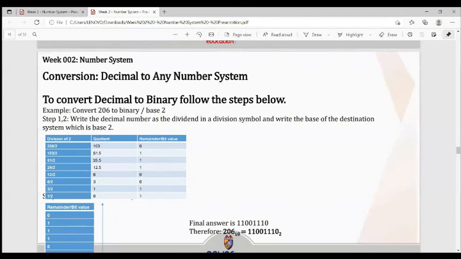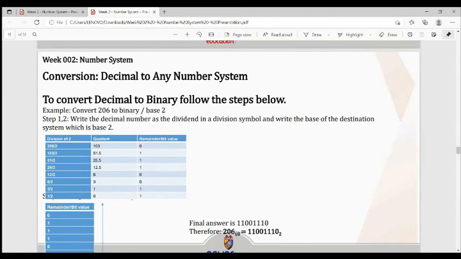Then, kunin mo ulit si 25. 25 divided by 2 is 12.5. So, 1 ulit. Then, kunin mo ulit si 12. 12 divided by 2 is 6. So, wala siyang remainder. So, we will just put 0. Then, kunin mo si 6. You have to divide it by 2. The answer is 3. Then, the remainder is 0. So, dito pa lang kapag may point or wala, dito mo ma-identify kung ang bit is 0 or 1.